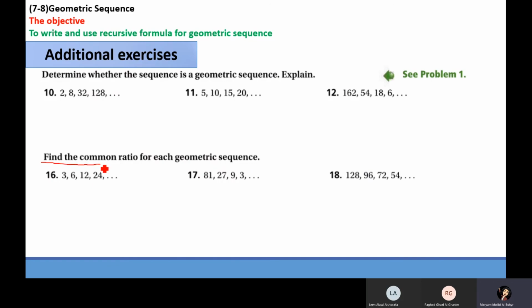Here, the only difference, you need to find the common ratio, which is the R, the constant between them, like what we did before here, times 2. So times 2 between all of them, and we did this example. This is my common ratio. So you are just going to put this common ratio, and that's what I need.